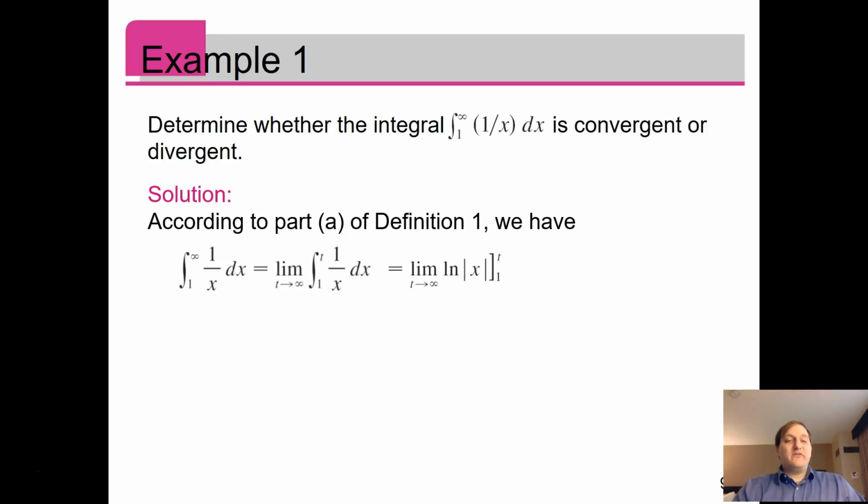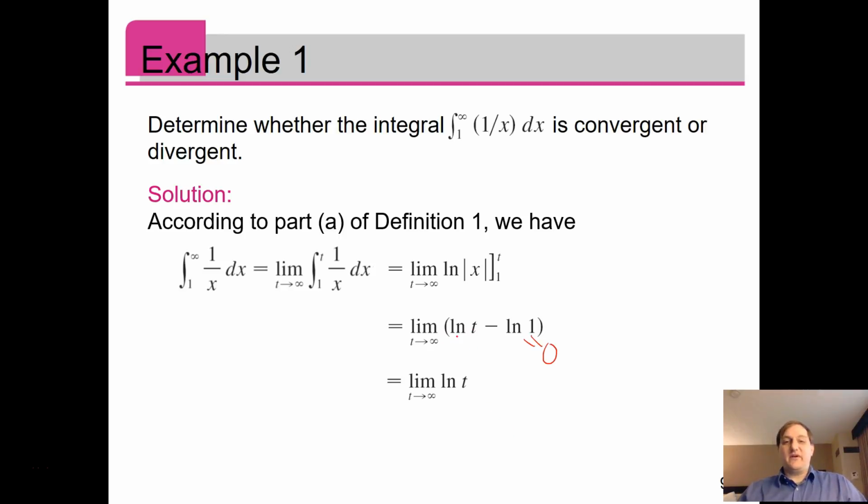We know the antiderivative of 1 over x is the natural log of the absolute value of x. We're going to evaluate that from 1 to t. So that's the limit as t goes to infinity of natural log of t minus natural log of 1. And we know that natural log of 1 equals 0. Write that in there.